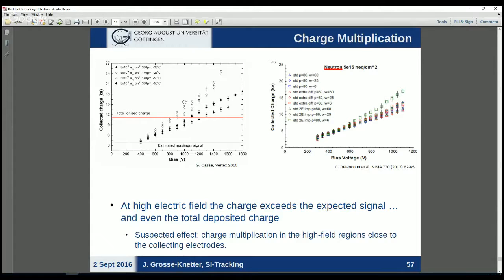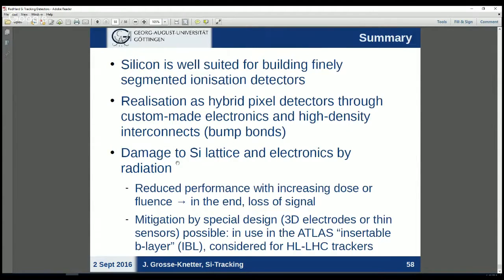So when you increase your voltage high enough, and that's more efficient, of course, again, with a closer distance of the electrodes, you get this charge multiplication effect. And soon we're back to the amount of charge that we had originally. Note all of these detectors were irradiated to a fluence very close to what we expect for High-Lumi LHC. So that might be a mechanism that helps us to survive even the next generation of pixel detectors currently being developed.